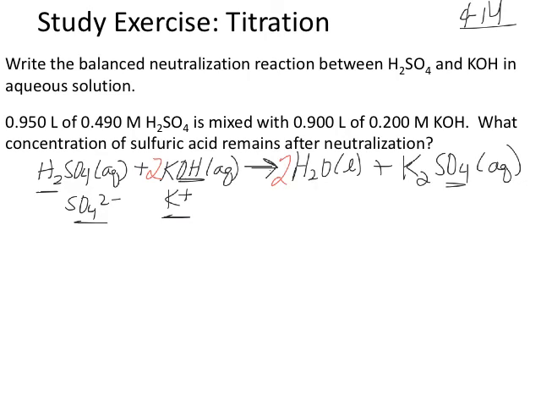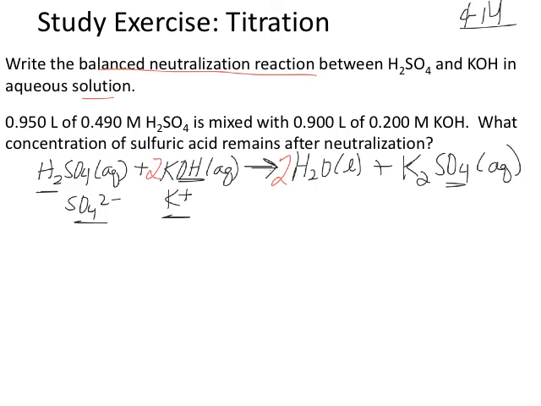And that's 2 oxygen. We have 4 hydrogens, and we have 4 hydrogens over here. 1, 2, 3, 4. So that should be balanced. And then once we have the balanced neutralization reaction, we can go to the next question.